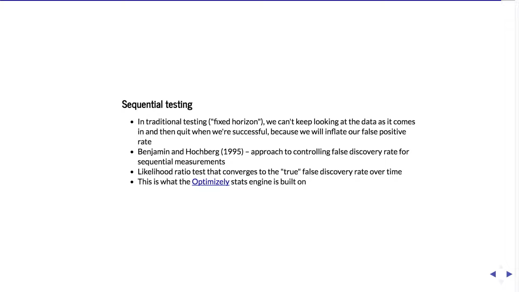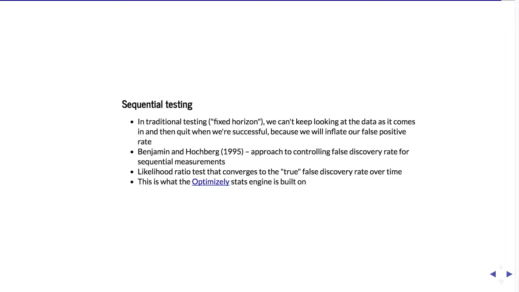And you want to look continuously, but you can't for exactly the reasons that we just said. If you're constantly looking, then you're going to inflate your false positive rate. So there are approaches to controlling the false discovery rate using sequential measurements, and it essentially boils down to a sequential likelihood ratio test that will converge to the true false discovery rate over time.